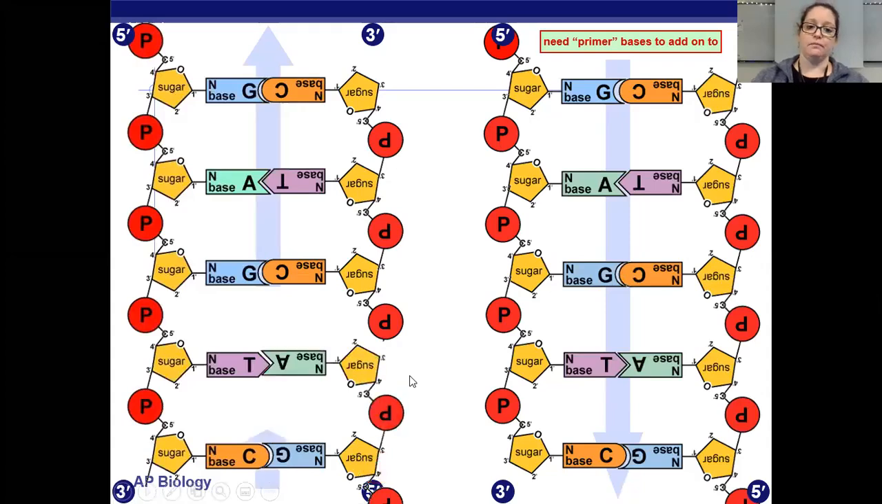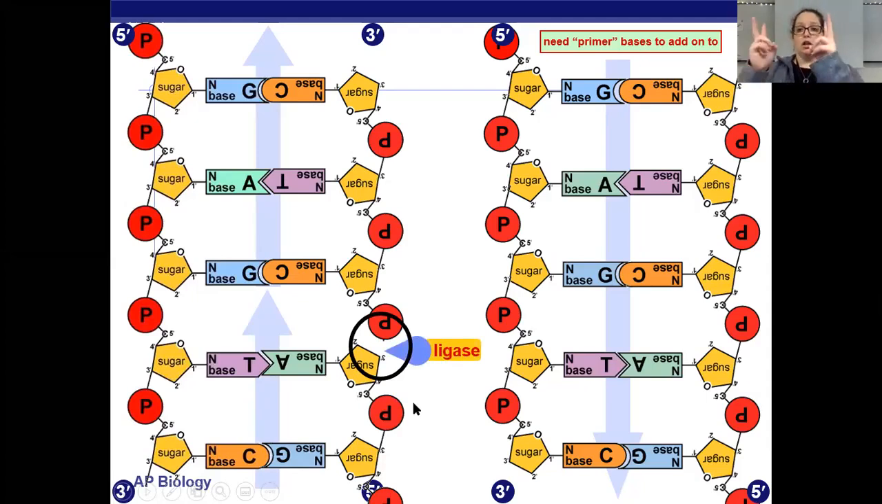Oh my God. But that means that we are going to have openings where there is not a bond. And something's going to have to come along and fix that opening. Is it another enzyme? It's ligase. So ligase is our gluer.